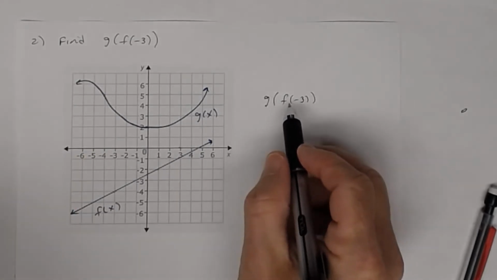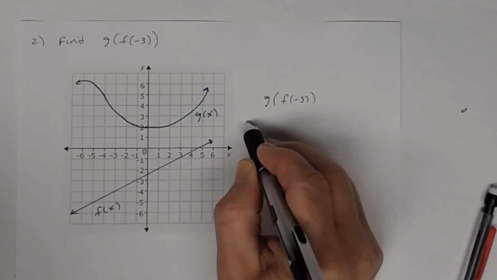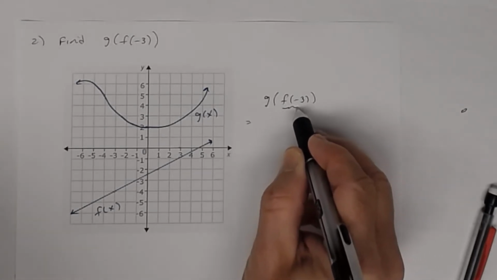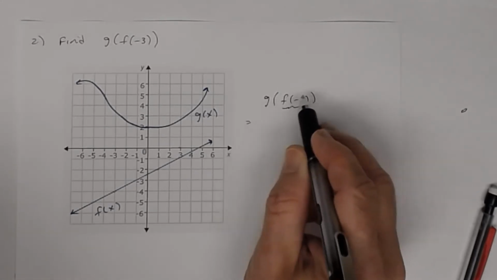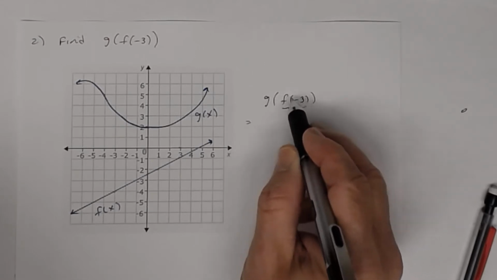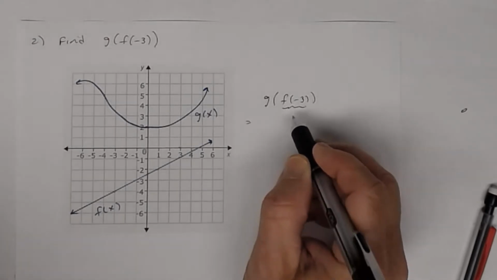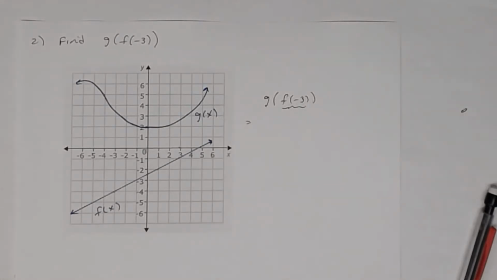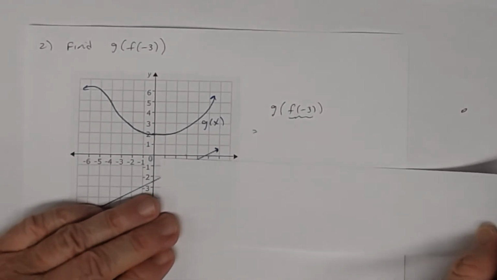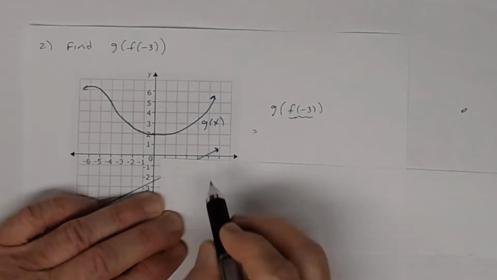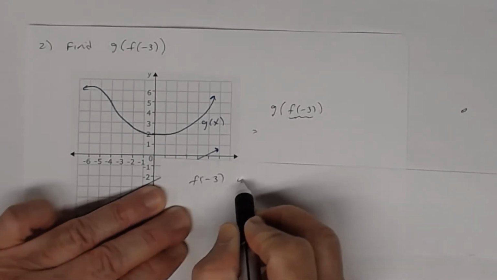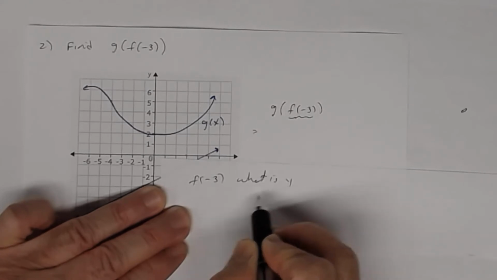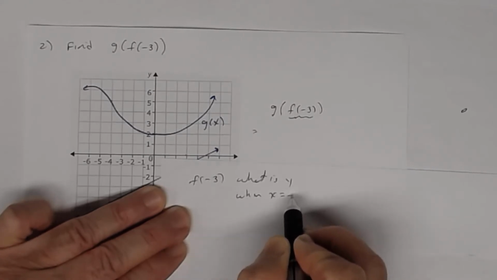When looking at this notation, remember when trying to find out what this is, you've got to look at the function that's within the outermost parentheses, so the inner function. So we need to find what f of negative 3 is. Remember what f of negative 3 means: what is y when x equals negative 3?